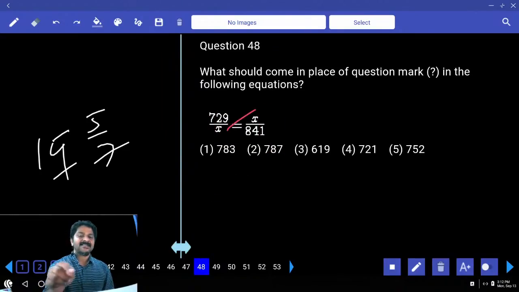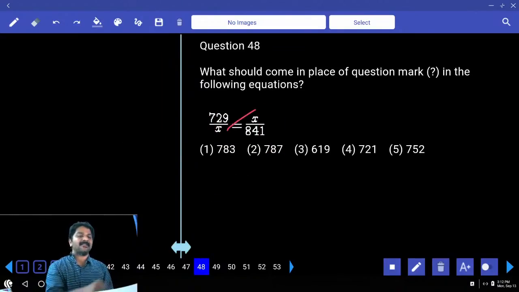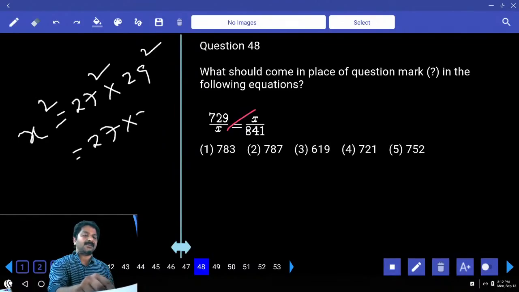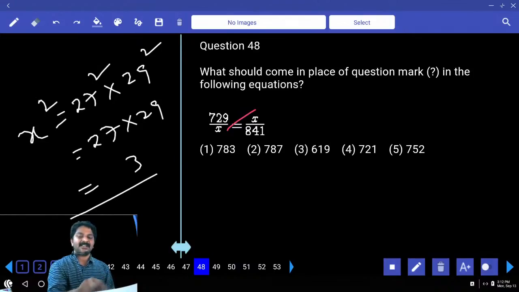Next. x into x, cross multiplication. x square is equal to 729, which is 27 square only, and 841 is 29 square. Then x is equal to 27 into 29. Answer must end with 3. First option, final answer.